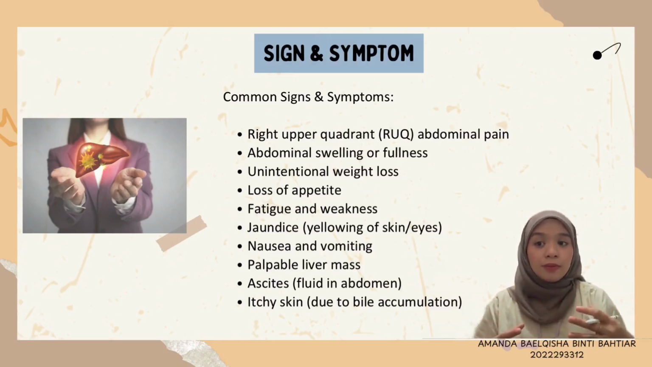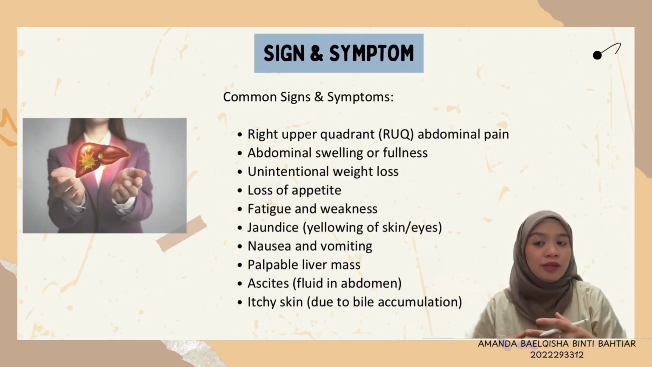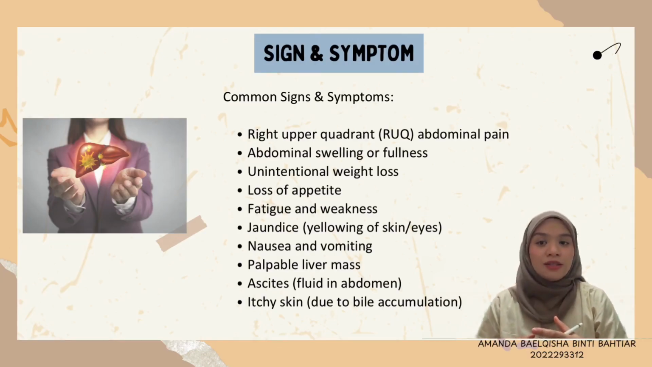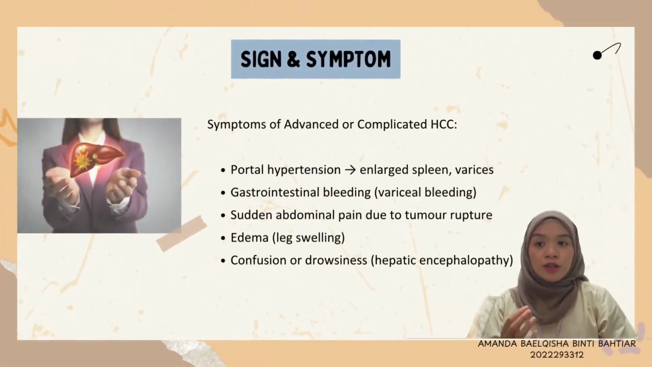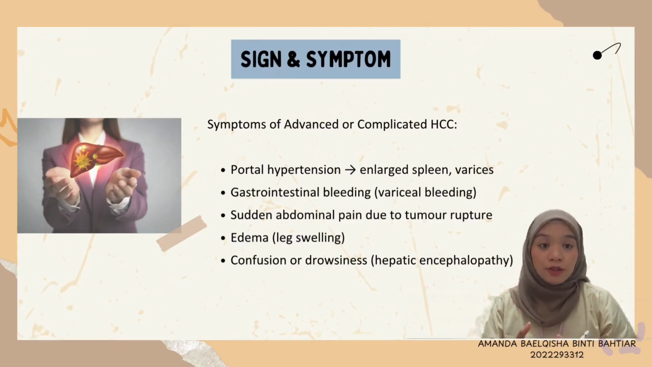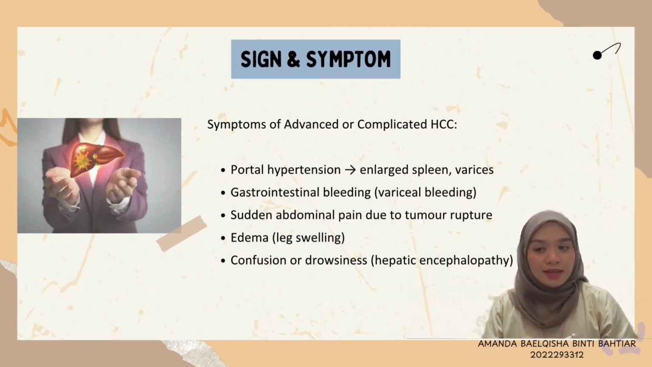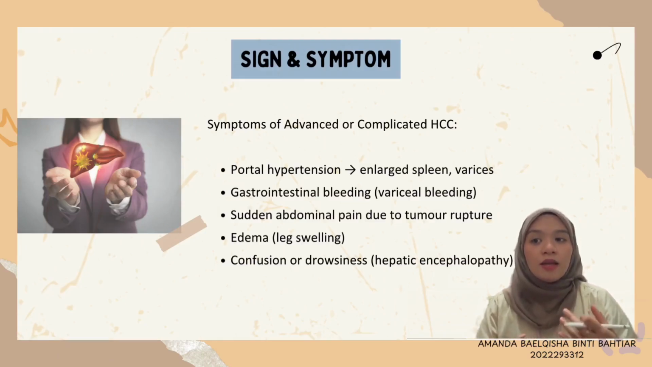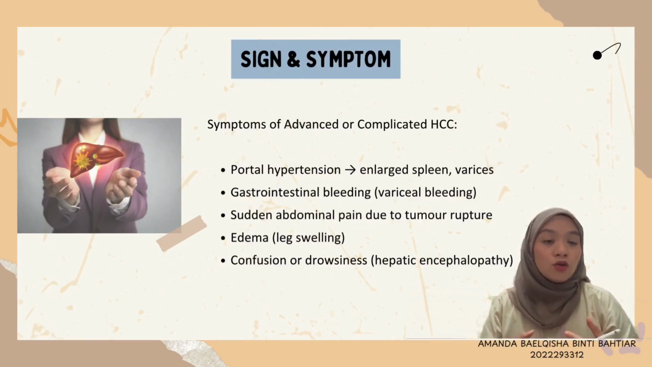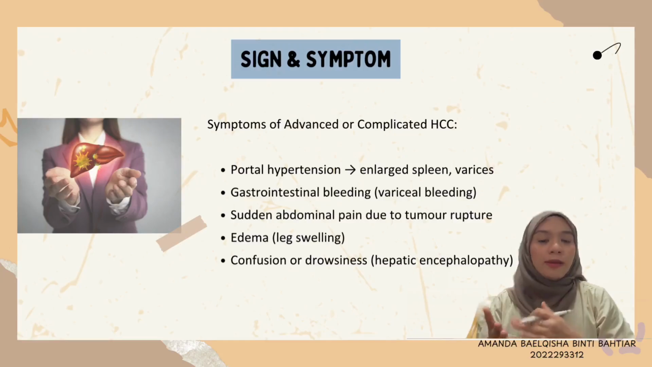Overall, these symptoms often appear late in the disease, which is why regular screening and CT imaging are vital for early diagnosis and better outcomes. In advanced stages of HCC, the disease can cause several serious complications. Portal hypertension may develop, leading to an enlarged spleen and varices, which can result in gastrointestinal bleeding. Some patients experience sudden abdominal pain if the tumor ruptures, or leg swelling, known as edema. In severe cases, hepatic encephalopathy can occur, causing confusion or drowsiness due to the build-up of toxins in the brain. These advanced symptoms indicate liver failure or tumor progression, requiring urgent medical attention.